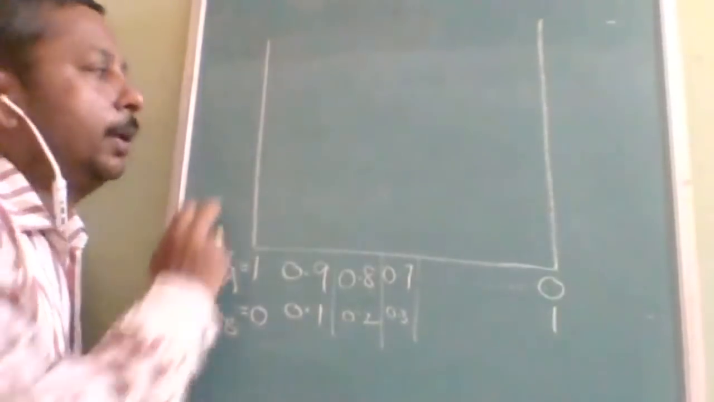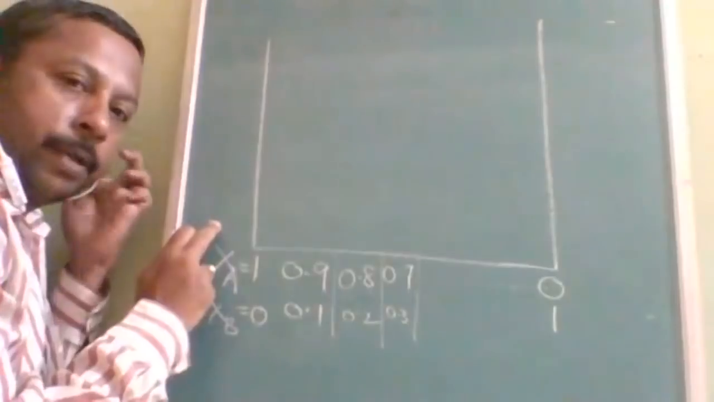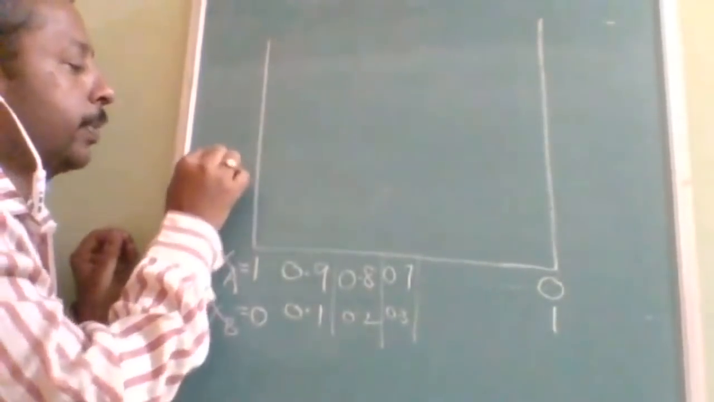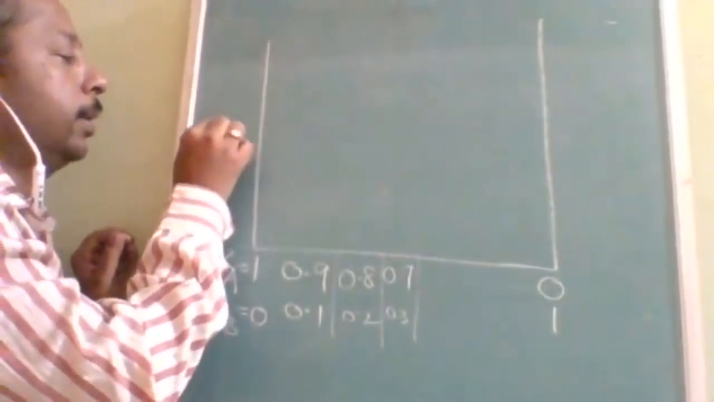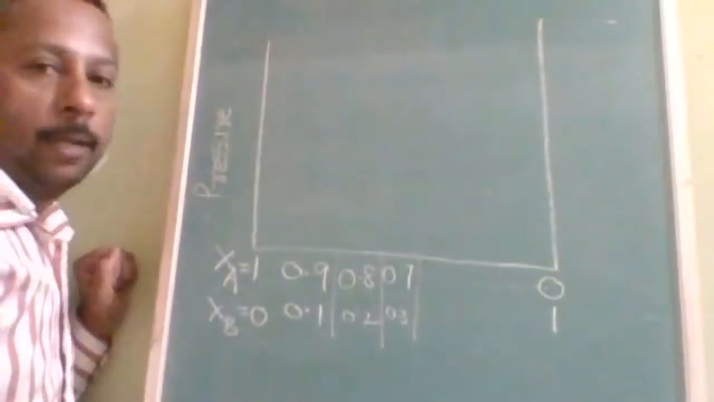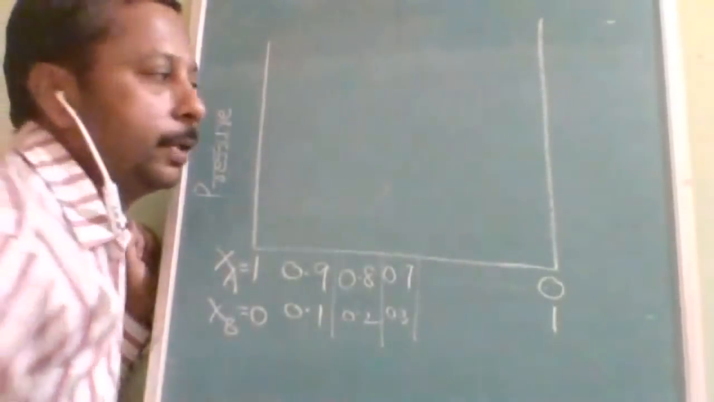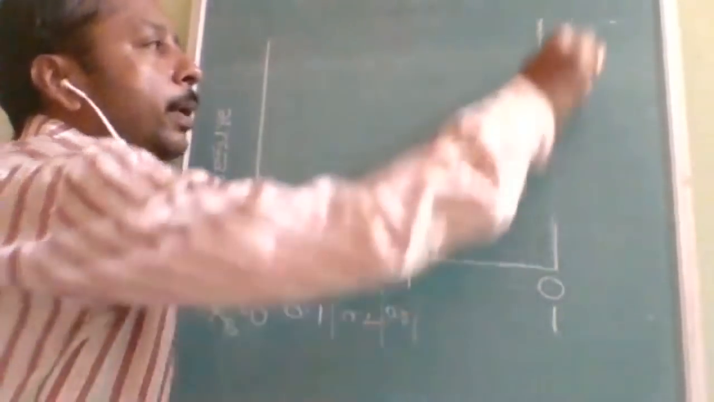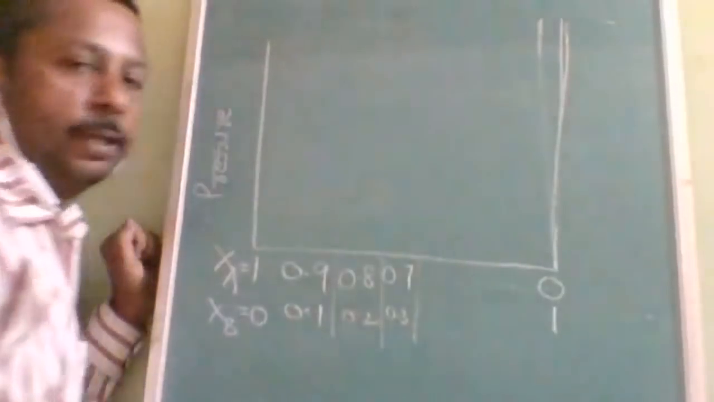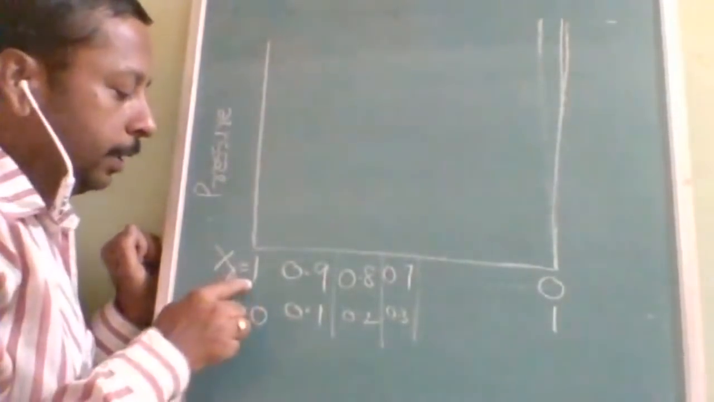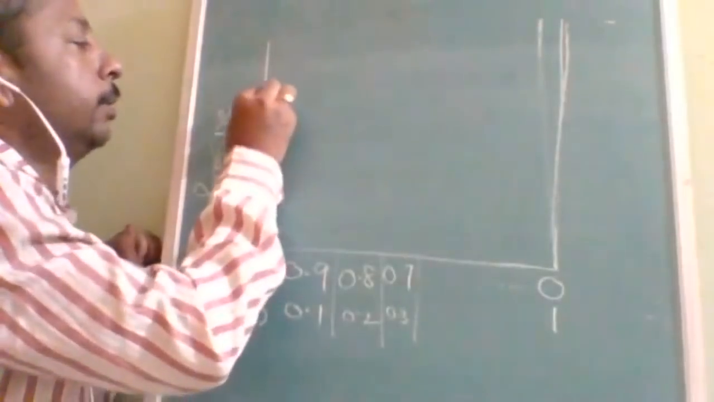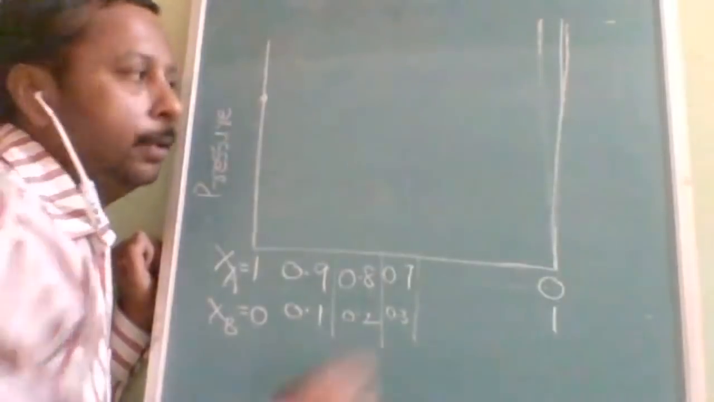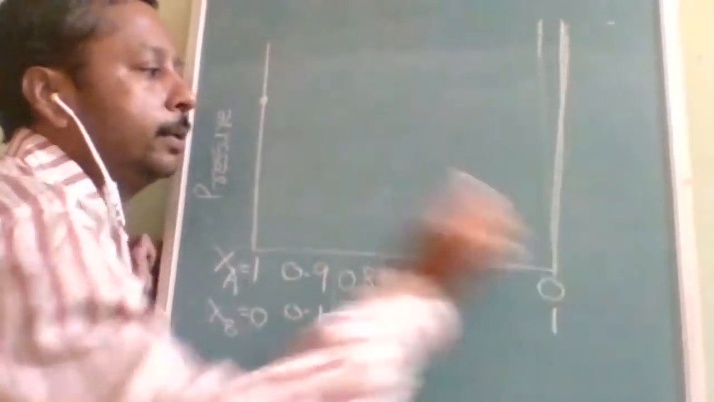Now on the y-axis, what I'm going to take is pressure. On the y-axis, I am going to take pressure. Is it understood? And here on this axis, what is it? It is also pressure, but a different quantity. Here XA is there. Whatever pressure there will be, that will be only because of A. Only because of A. Is it understood?